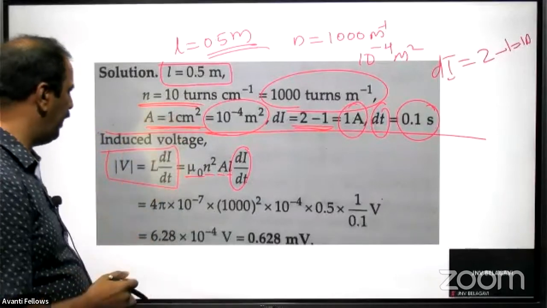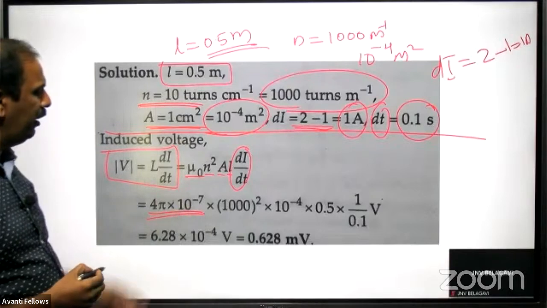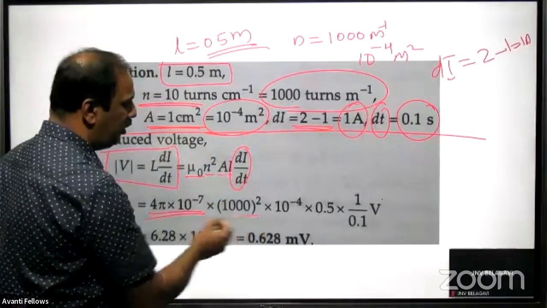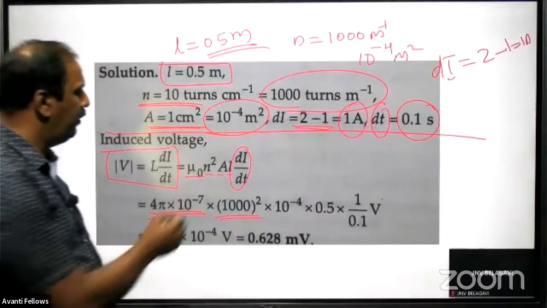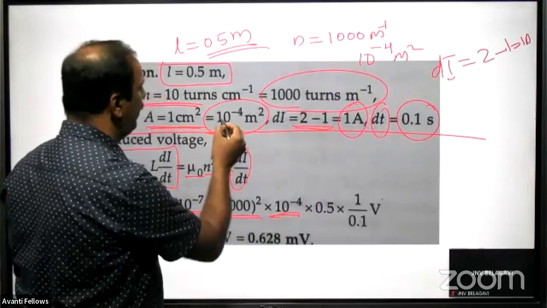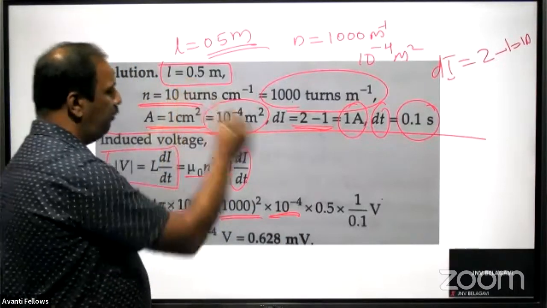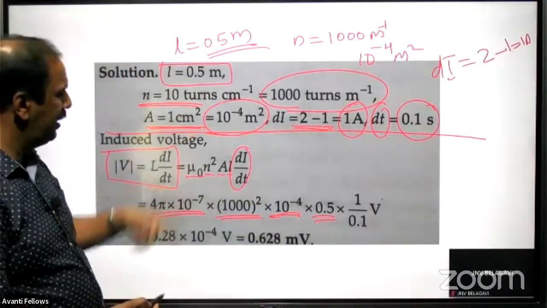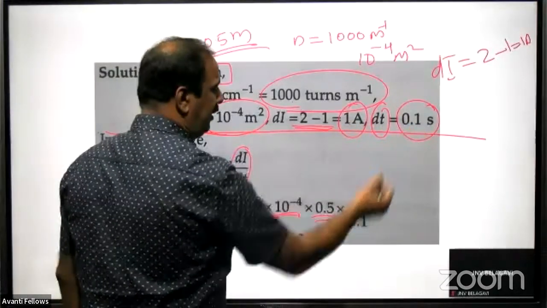You rearrange from there and you will get the mu naught value as 4 pi into 10 to the power minus 7 into N square. So N is 1000 here, so you have to take 1000 square here. Then what's coming next? Our area, that's also calculated here, 10 to the power minus 4. And after that, length 0.5, that's also here. Then next one is di by dt. So di is 1 here and dt is 0.1 second.